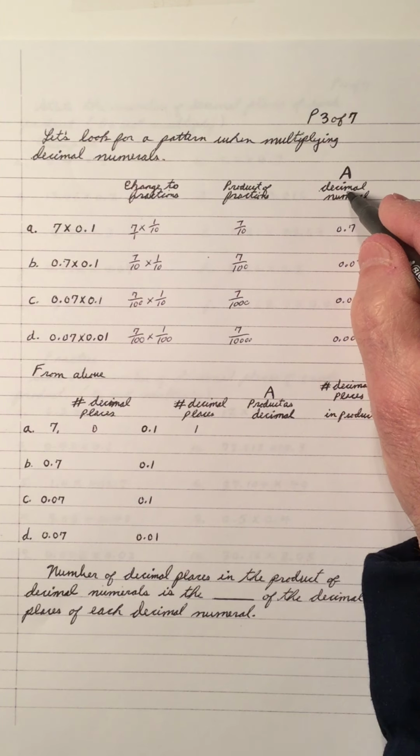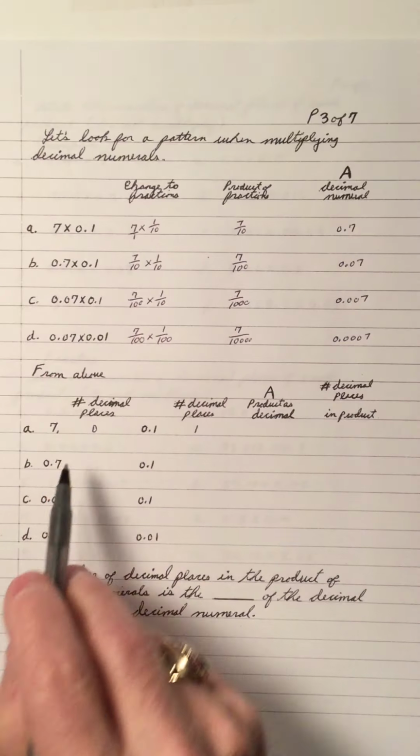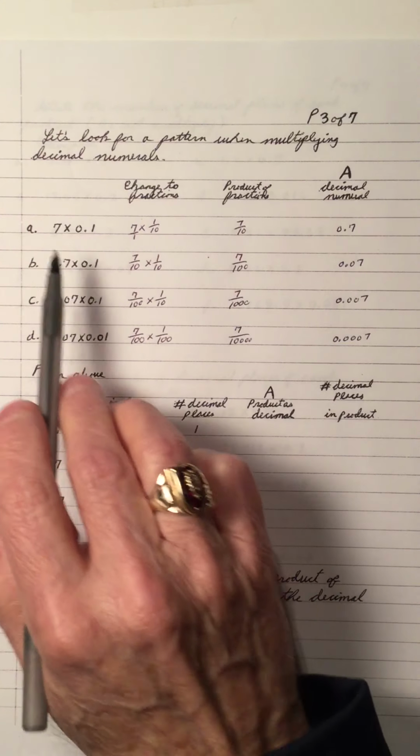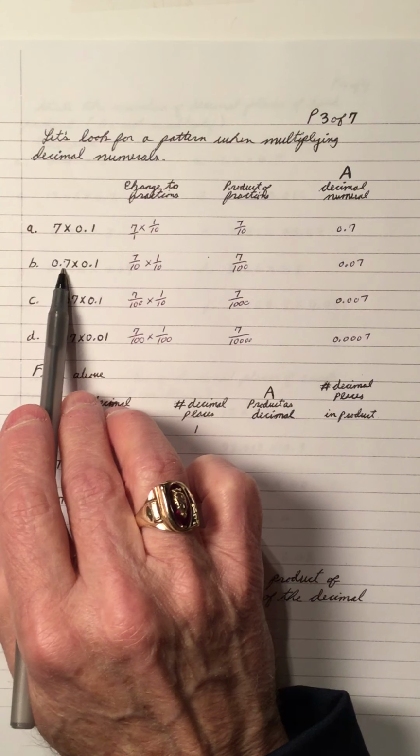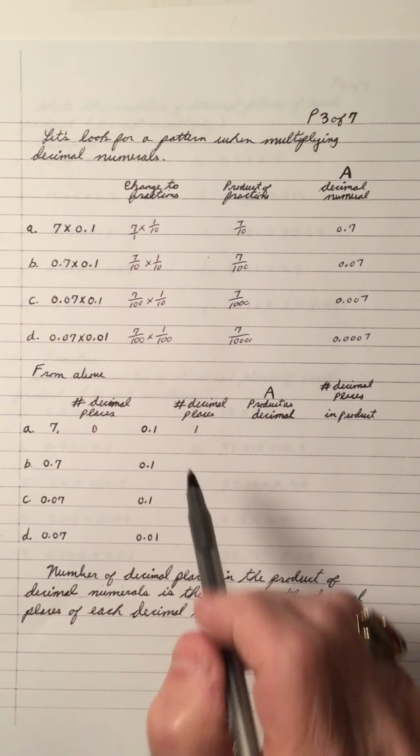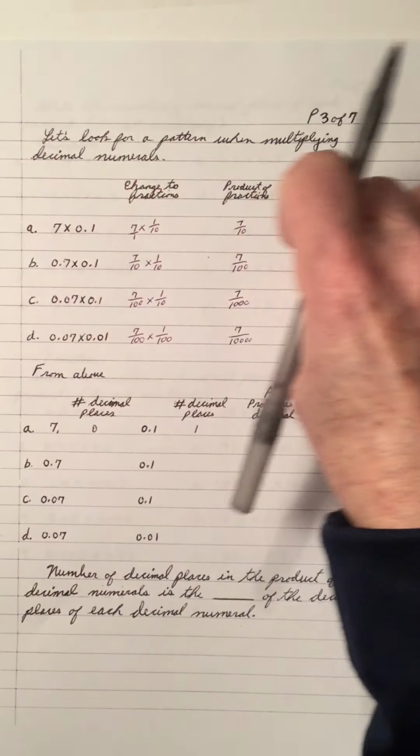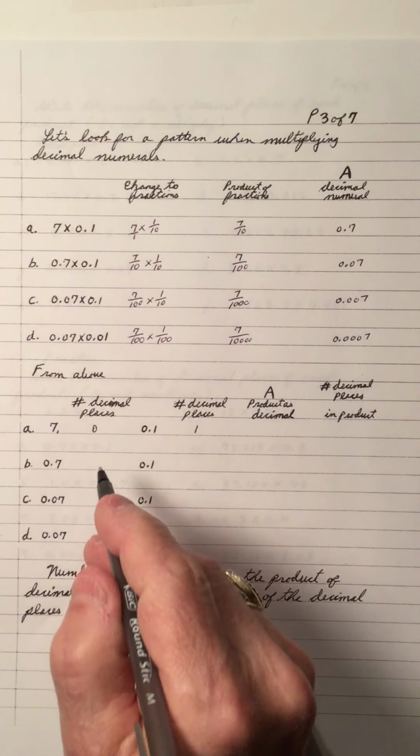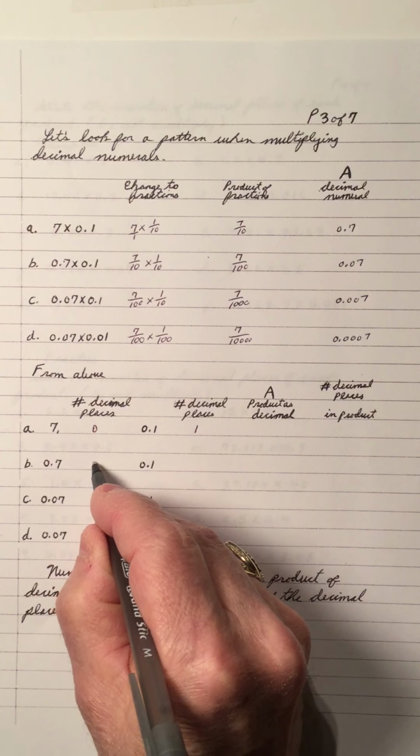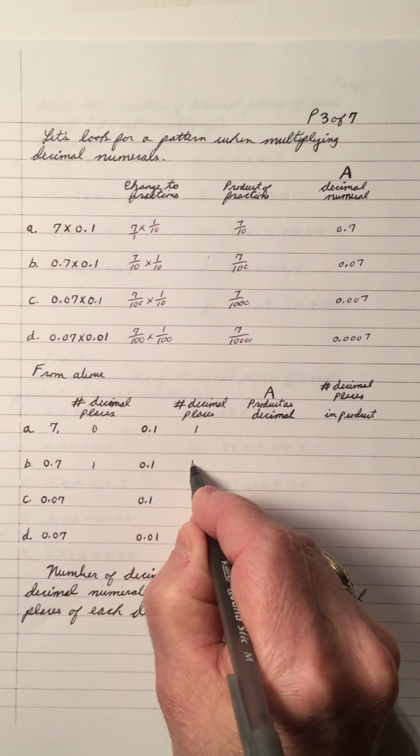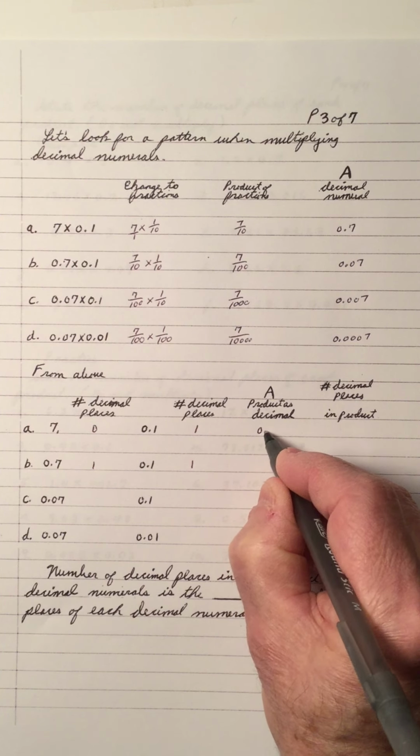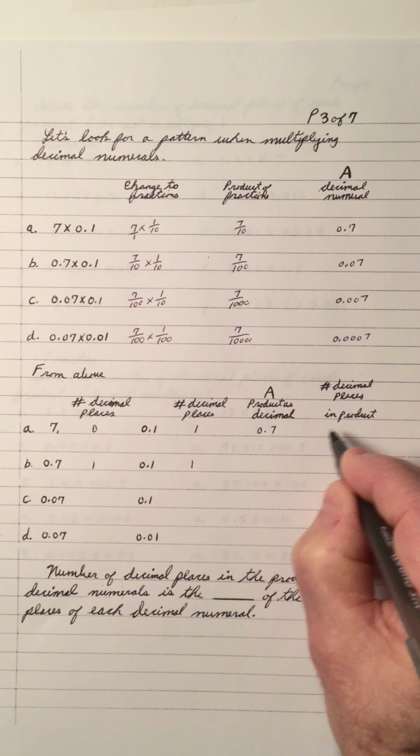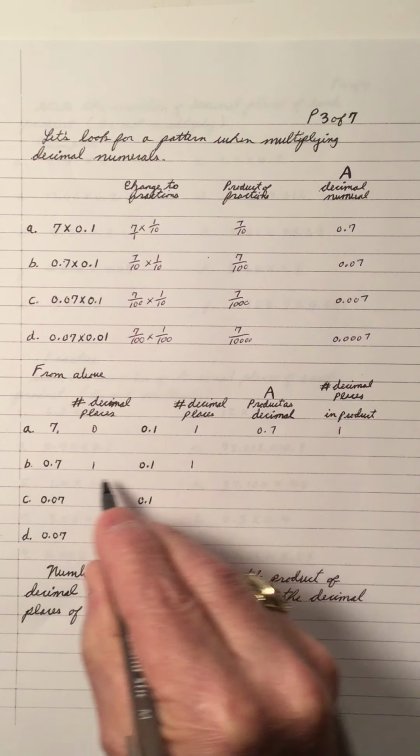So column A up here is the answer. All of these numbers right here are the same, and A is 7 and 0.1, B is 0.7 and 0.1, etc. I'm using the top to verify what's going on at the bottom. 0.7 has 1 decimal place. 0.1 has 1 decimal place. Oops, I forgot to do the product in A here. The product in A is 0.7, and this one has 1 decimal place.